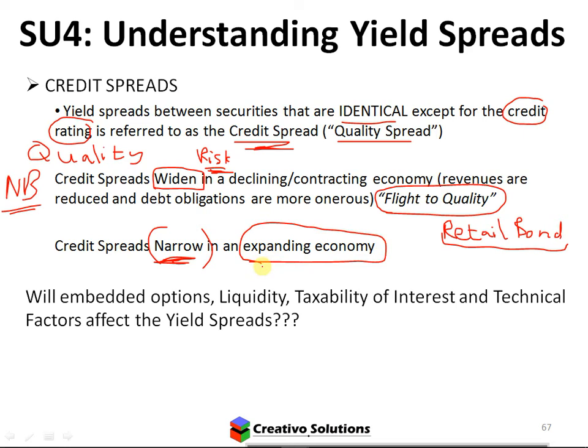So just by looking at the spread, you can predict if the market is in a recessionary type of environment or if the market is in an expansionary type environment. Just by looking at the spread. That's why they test that quite a bit in past papers. They either talk about the widening or the narrowing of spreads. Expansion or decline. All right.